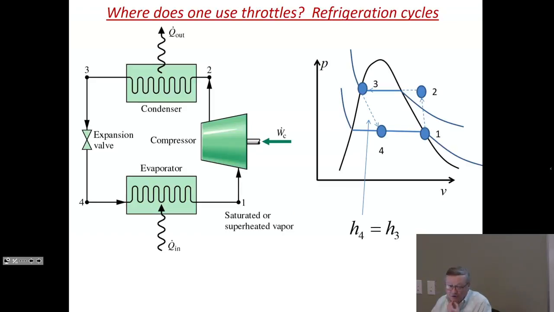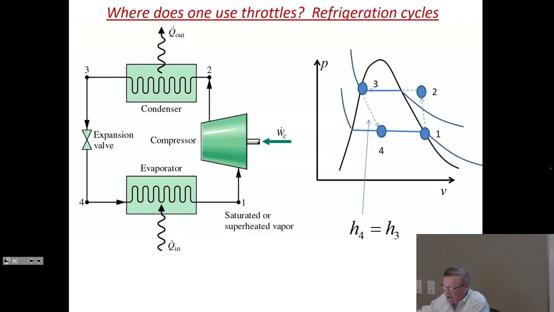Why do we use throttles? Well, an arch example of where we use throttles, and you will see this in chapter 10, is in refrigeration cycles. In a refrigeration cycle, we're going to take a saturated vapor or even a superheated vapor here. We're going to compress it, bring it up here. We're going to send it through one heat exchanger, which will get it here.